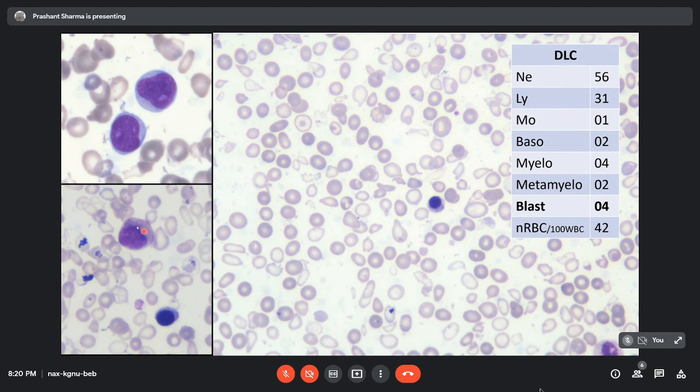So if you have immature myeloid precursors as well as erythroid precursors, then the name given to that situation is a leukoerythroblastic picture. In the differential, this patient had 56% neutrophils, 31% lymphocytes, but also myelocytes and metamyelocytes and 4% blasts and 42 NRBCs per 100 WBCs, along with these really strange RBC findings. It was a nice target cell.